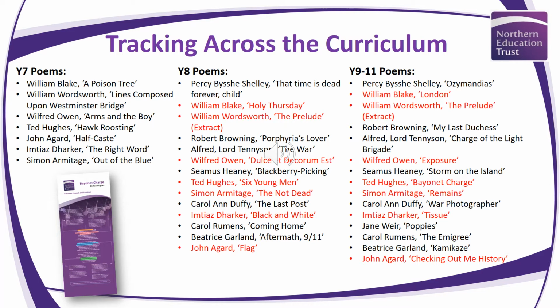There's also conceptual continuity with the poems, which means that the poems in Year 7 that we're looking at have some similar topics to the poems in Year 8 and in Year 9 to 11. So, for example, in Year 7, students study Arms and the Boy, which is the Wilfred Owen poem. They then move on to looking at Dulce et Decorum Est in Year 8. And then in Year 9 to 11, they look at Exposure, and so on.